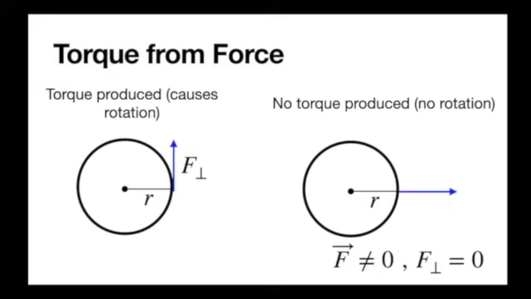This will create a torque. It will create a change in angular momentum of this wheel. But in this example on the right, if I just pull on the edge of a bike wheel radially outward, nothing happens. It doesn't spin because there's no F perpendicular. So when we're finding torques, we need the force, and not just the force, but the perpendicular piece and its distance away from the center.